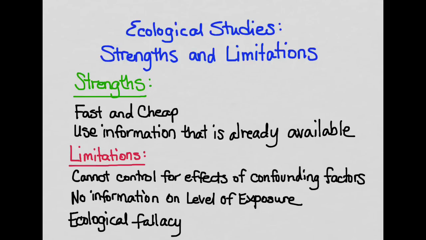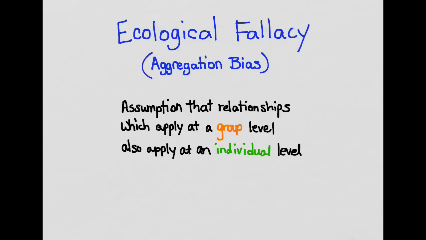And finally, the ecological fallacy is a limitation of the ecological study design. The ecological fallacy, which you can also call the aggregation bias, is the assumption that relationships which apply at a group level also apply at an individual level.